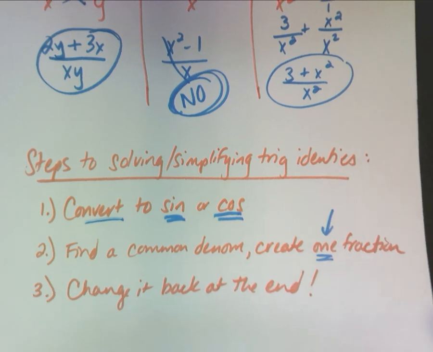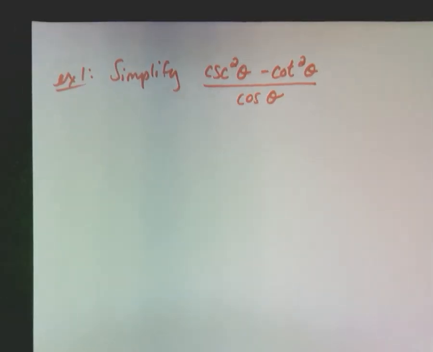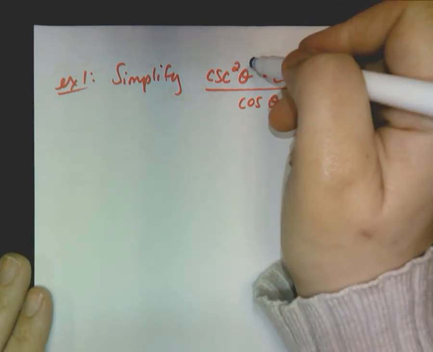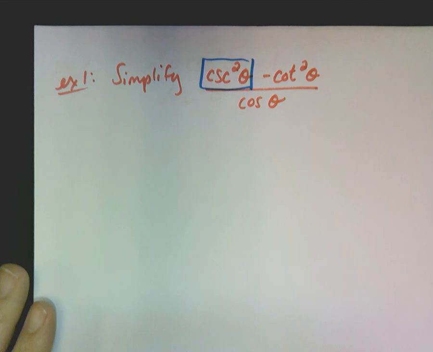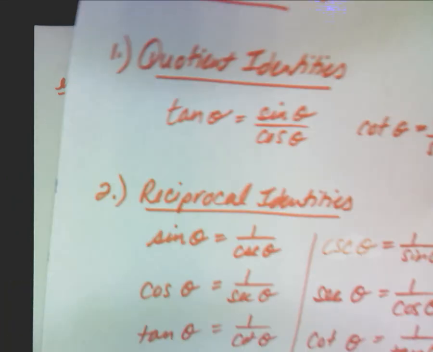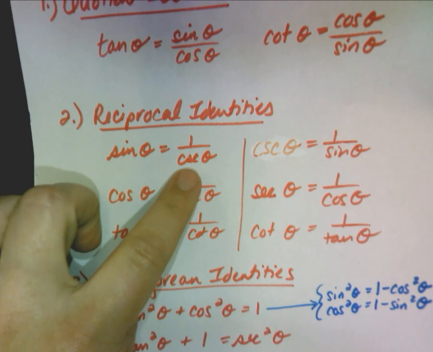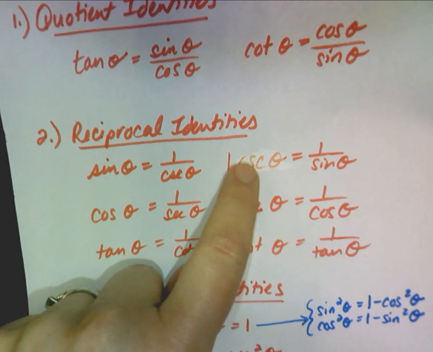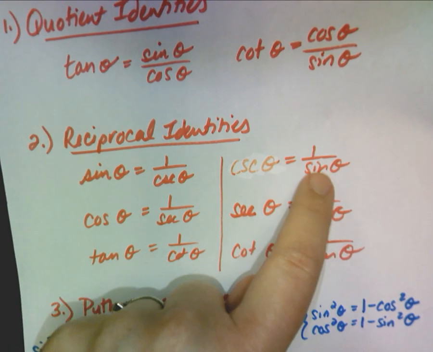All right. So let's practice our first example. We're going to simplify cosecant squared theta minus cotangent squared theta over cosine. So step number 1, you're going to want to convert everything to sines and cosines. So how could I rewrite cosecant squared theta? Well, if I'm looking at my little chart here, cosecant is actually 1 over sine. If it's cosecant squared, it would be 1 over sine squared.